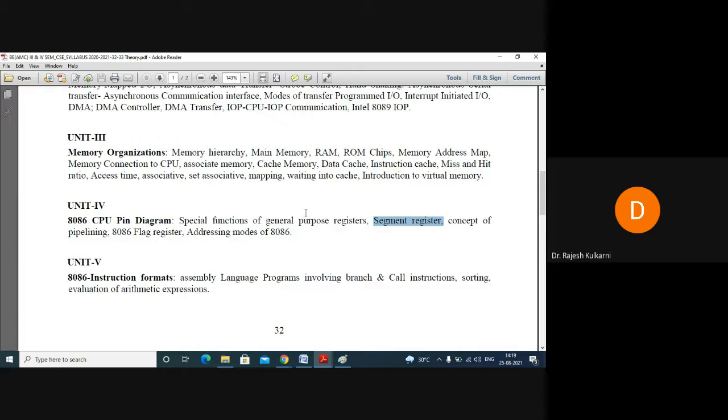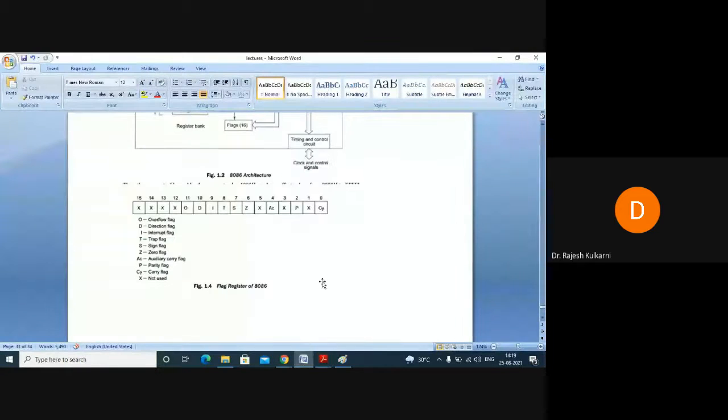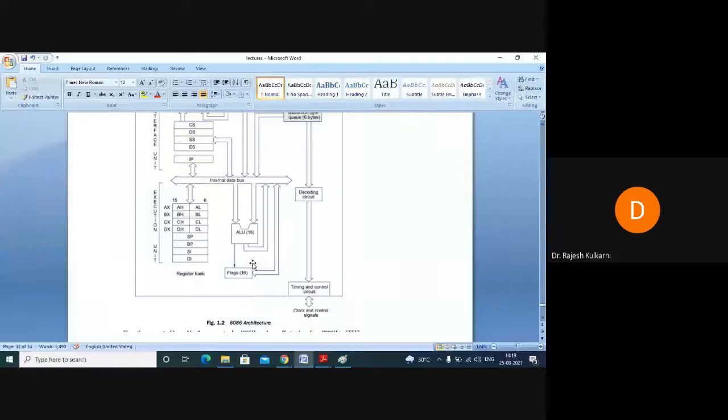Pointer registers called the stack pointer and the base pointer, SP and BP, source index and the destination index. These were the registers which we had discussed. We are also discussing the flag registers. Let us look at the flags.